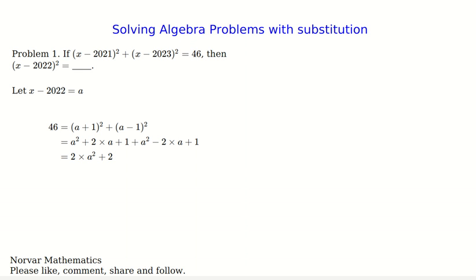Substitute back. (x − 2022)² = a² = (46 − 2) / 2 = 22. The condition and problem become more clear after substitution.